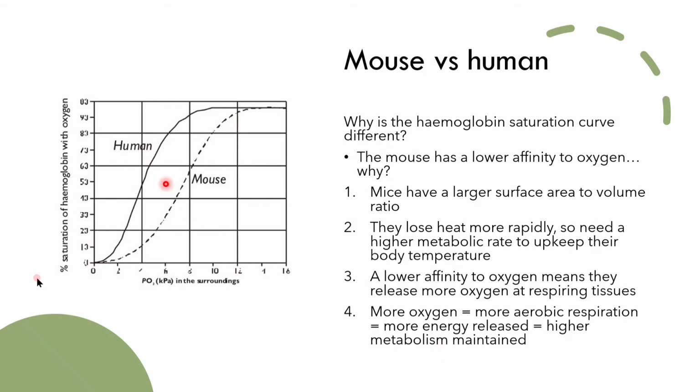And so this is why their curve is shifted to the right, because they want to lower their affinity to oxygen so they release more oxygen at their respiring tissues.